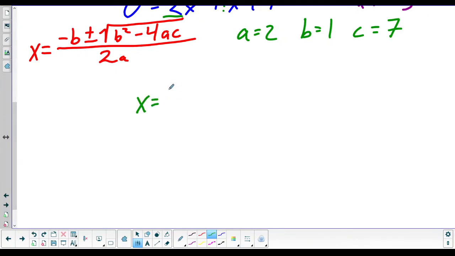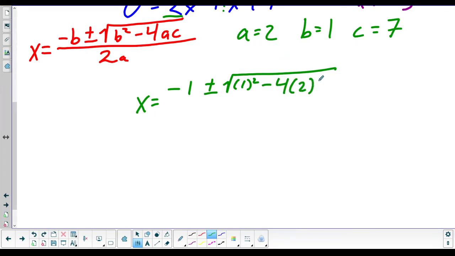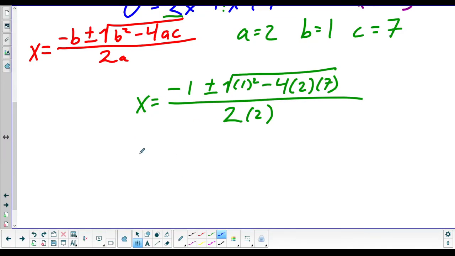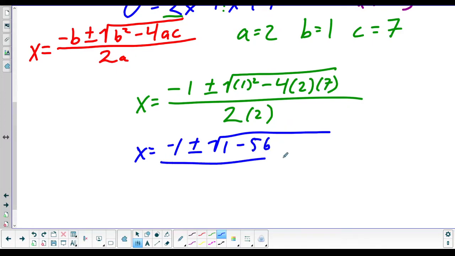So x equals negative b plus or minus the square root of b squared minus 4 times a times c over 2 times a. All right, let's simplify this thing. X equals negative 1 plus or minus the square root. 1 squared is 1. Negative 4 times 2 is negative 8. Times 7 is negative 56 over 4.